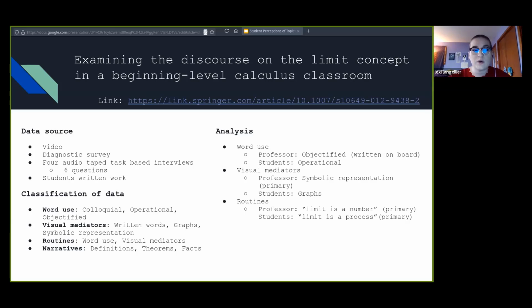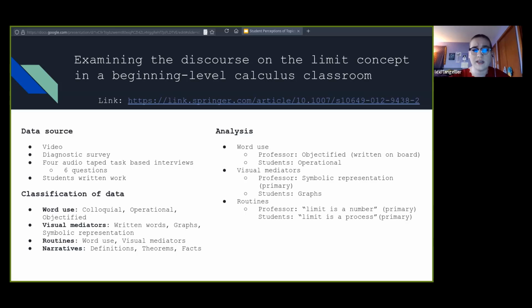The analysis was that the professor used mostly objectified language for word use, but the students learned mostly from the operational. That's what they hung on to most. And they actually counted how many times each type of word use happened. So the professor used objectified word usage 634 times versus the operational, which is only 139 times, which is interesting that that's what the students kind of hung on to.